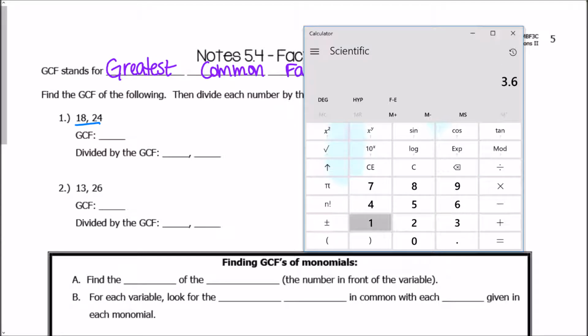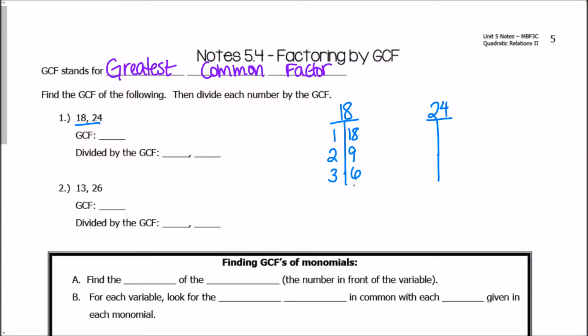So the next number is 6. 18 divided by 6 is 3, but we already have that here. So as soon as you get to a point where your numbers are starting to repeat, you don't have to put them in your chart anymore.